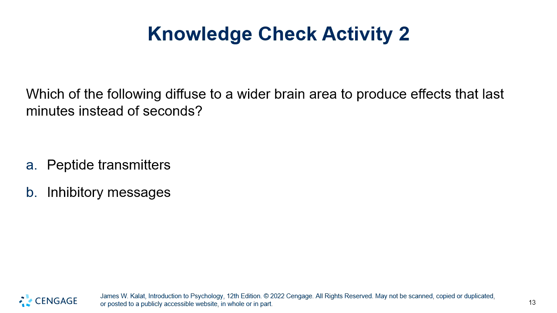With that being said, here's your next question. Which of the following diffuse to a wider brain area to produce effects that last minutes instead of seconds? Would that be peptide transmitters or inhibitory messages? What do you think?